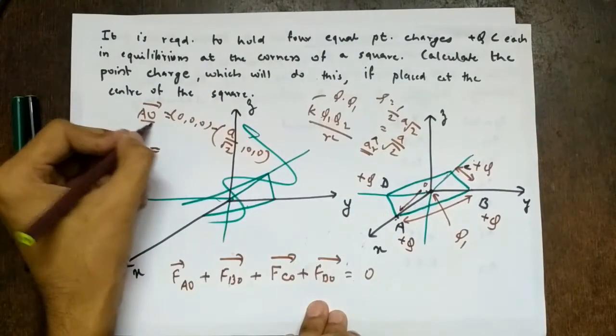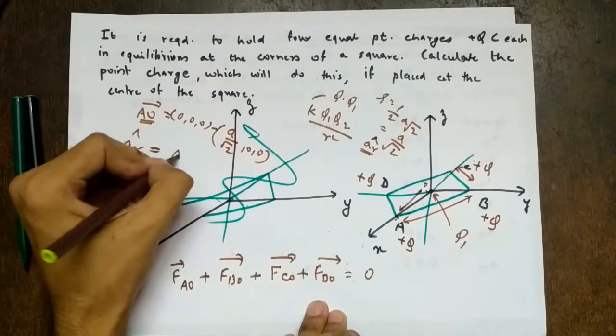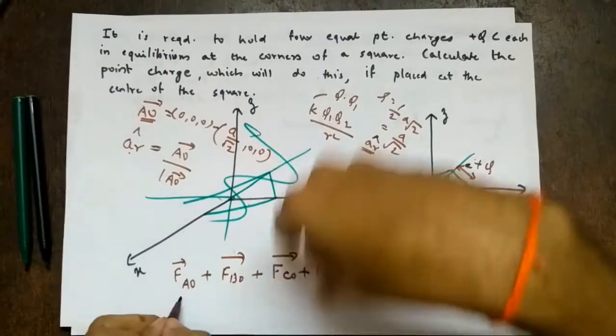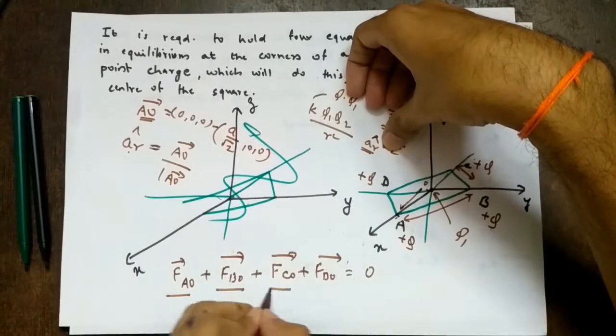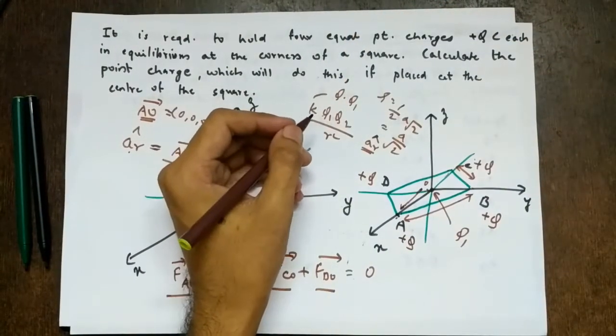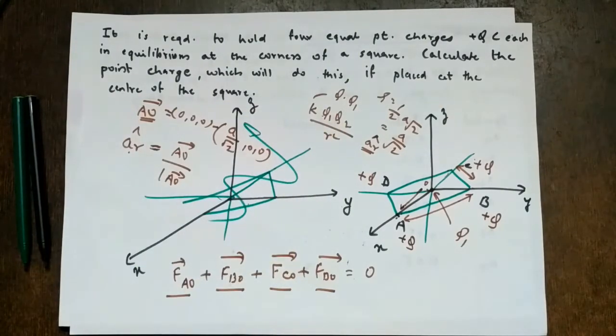So from this you will get AO vector. So R cap will be what? AO vector upon magnitude of AO vector. So this way you find FAO. Then you find BO, CO, DO. Then add them. So it will be in terms of what? So you can find Q1 in terms of Q. A will get cancelled in the sum.